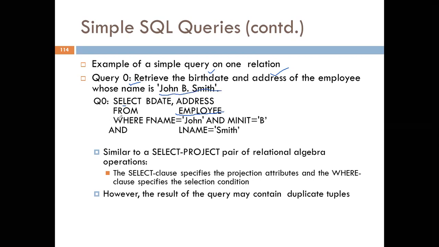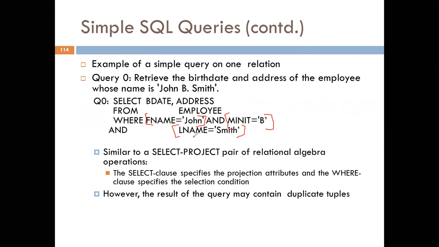So condition. Again, the name is split into first name, middle initial, and last name. So the first condition is our first name should be John. Then middle name should be B. Then last name should be Smith. So these are the three parts of the name.